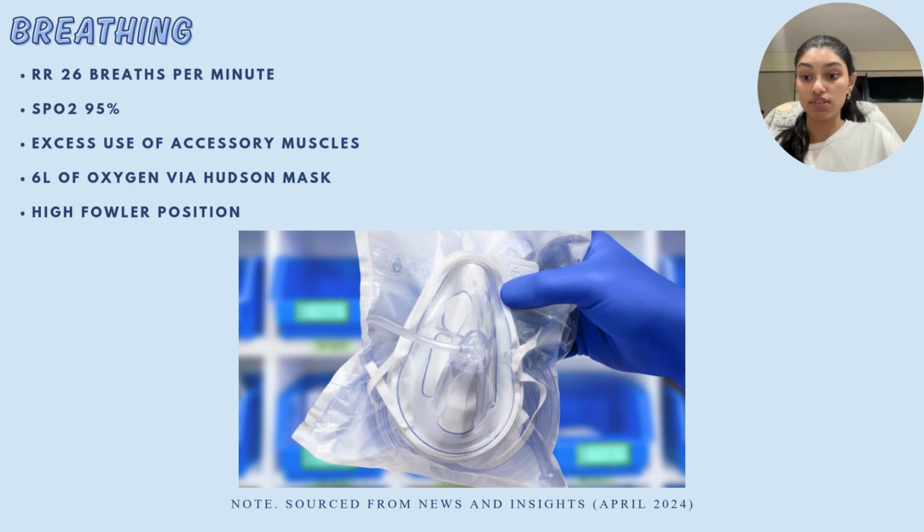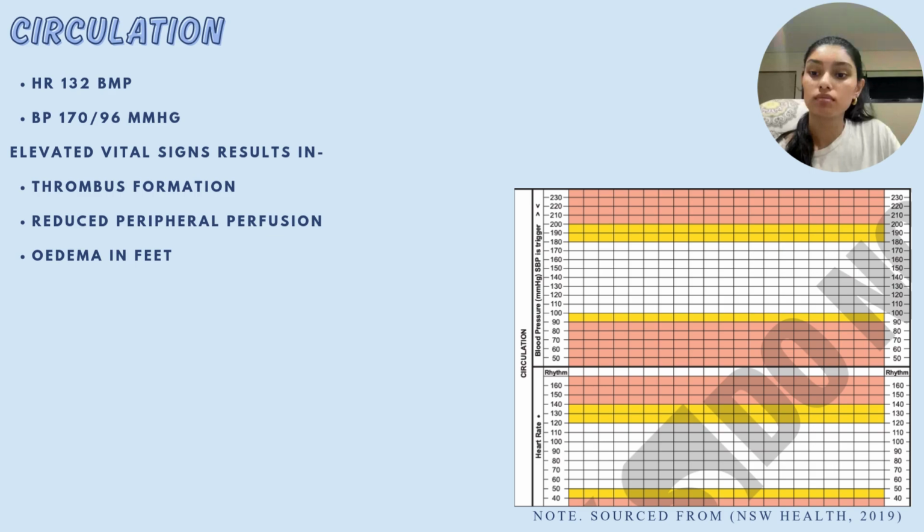This oxygen device delivers oxygen through a low flow, requiring a minimum of 5 liters a minute, as stated by the Neurological Emergencies in Chapter 21. The likelihood of aspiration is kept at bay if the patient is positioned in a high Fowler's position whilst being delivered oxygen therapy. As we move into circulation, we note that Teresita's heart rate sits at 132 beats per minute and her blood pressure 170 over 95.